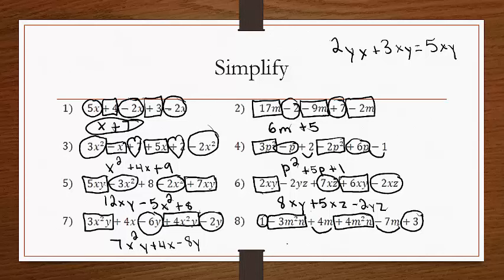So 1 and 3 will make 4. -3 and +4 make 1. So I'm going to just drop the 1 and just write m squared n, because again, you don't need to put the 1 out in front. And 4 and -7 will make -3. So notice I'm not going to write plus -3. I can just write -3 because it's the same thing.